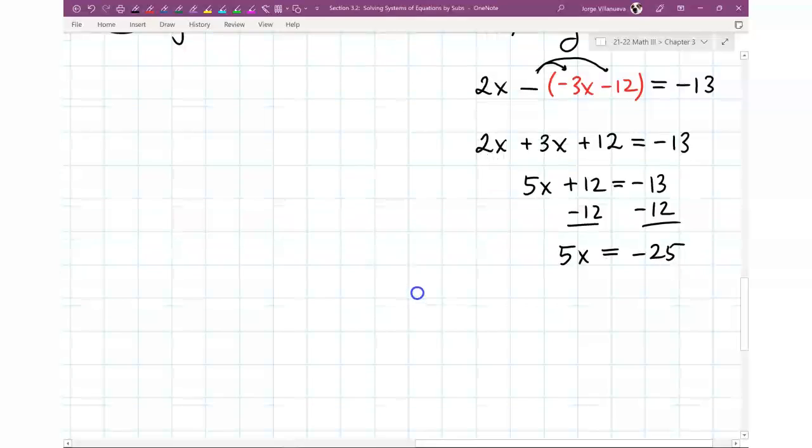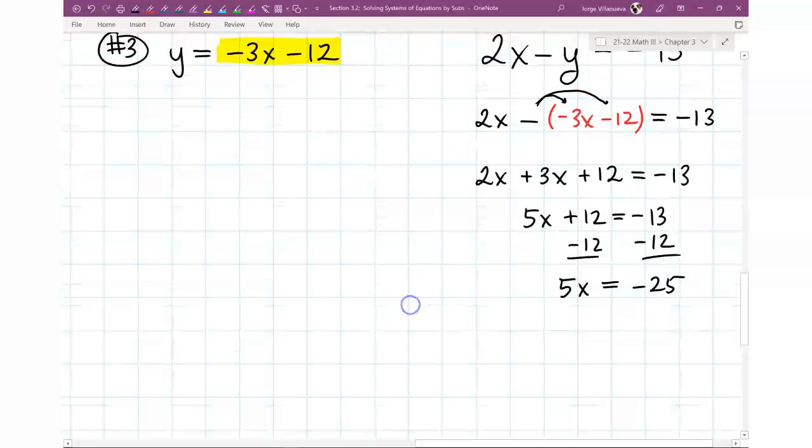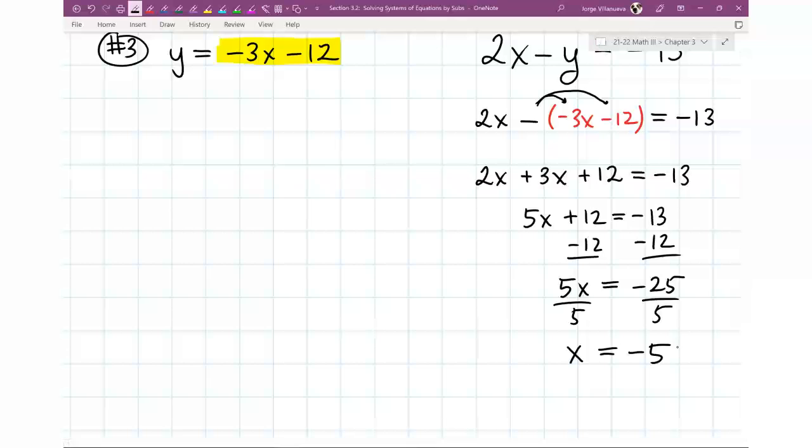So what's my last step here? Divide by 5, right? So divide by 5. And here is where most of my students mess up. And I want to make sure you guys understand. This is not my final answer. My answers are supposed to be what?